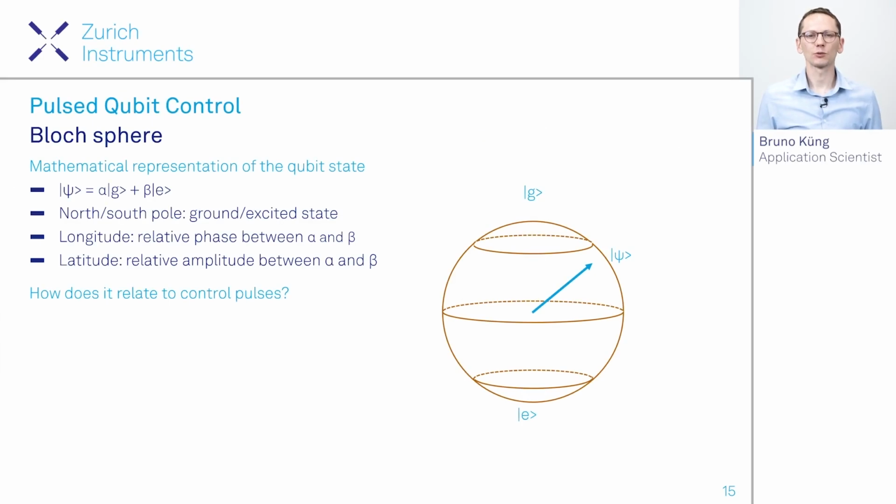Now in the second part, we want to go from spectroscopy measurements to pulsed qubit control. And for these measurements, it's useful to remind ourselves of the representation of a qubit state on the Bloch sphere. Namely, I can represent any state, psi equals alpha g plus beta e, where g and e are ground and excited state, as a point on that sphere, and the north and south pole correspond to the states g and e respectively, and the longitude and latitude angles of the point correspond to the relative phase between alpha and beta, or map to the relative amplitude between these two.